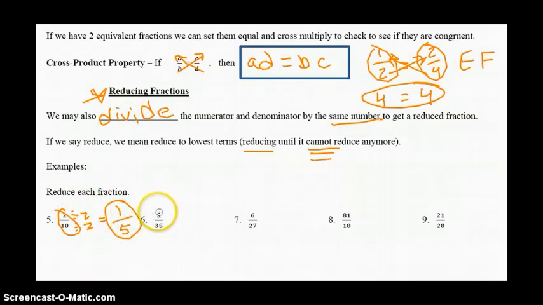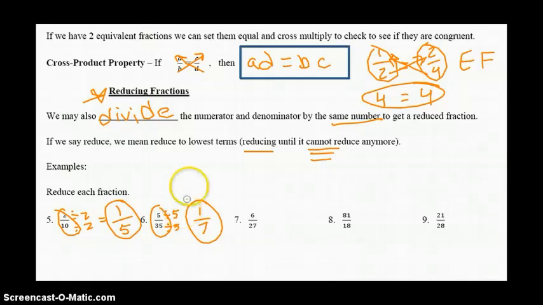Taking this next one. 5 goes into 35 7 times. So therefore, if we divide top and bottom by 5, it must be the same number or you're changing the problem in its entirety. So 5 divided by 5 is 1. 35 divided by 5 is 7, once again. So therefore 1/7 is an equivalent fraction of 5/35, but we've reduced it to its simplest form.